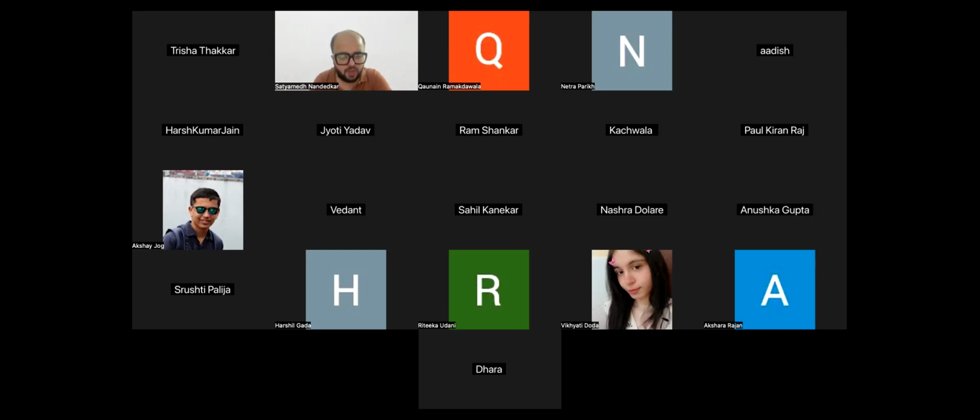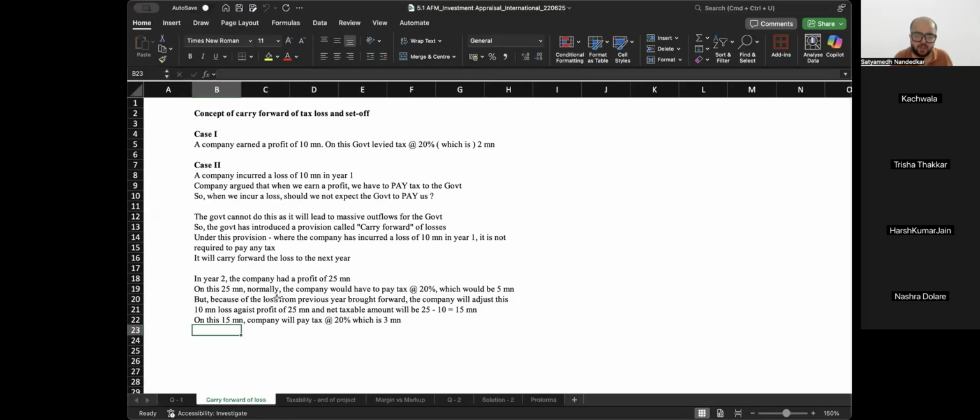Now, quite a few questions in your paper will contain an adjustment of carry forward of losses. What will that situation be? That situation will specifically say here, year one maybe you have incurred a loss and year two maybe you have incurred a loss. That loss will be carried forward. So what happens is, say I have incurred a loss of 100 in year one, and the question says that you carry forward the loss. Year 2, my profit is 200.